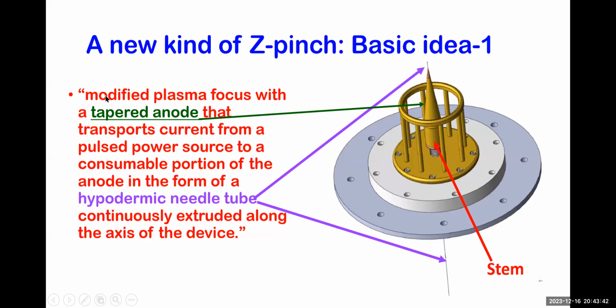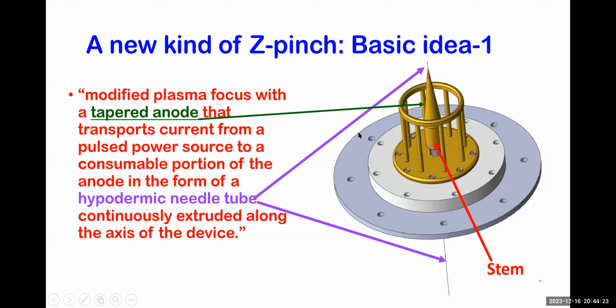It is a modified plasma focus with a tapered anode that transports current from a pulse power source to a consumable portion of the anode in the form of a hypodermic needle tube continuously extruded along the axis of the device. So this is the anode, central electrode. This is the stem portion with a constant radius designated by the letter A. This is the conical taper portion. This anode has a cavity inside, and a hypodermic needle tube is continuously passed from outside to the inside, and it projects beyond the tapered anode.